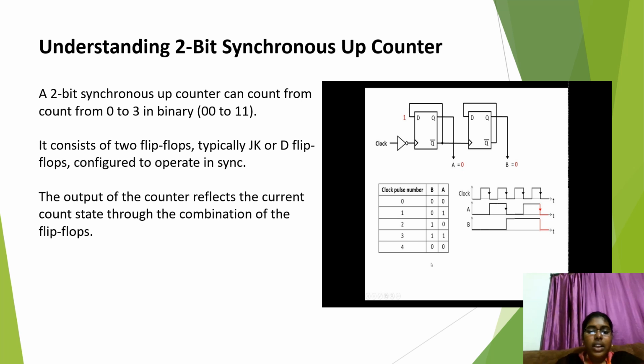We want to see here the 2-bit up counter truth table: 0, 1, 2, 3 clock pulses and outputs A and B. If A is 0, here B is 0. Then 01, 10, 11, 00. By using this truth table, we want to draw the timing diagram.